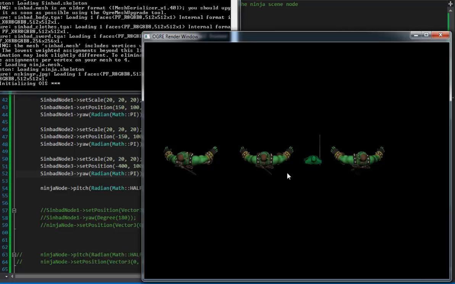So now we are good. We have the Ninja node as the parent node in the middle, and then we have the three Sinbads, Sinbad node 1 to the right, and then Sinbad node 2 and 3 to the left of the Ninja. And these are all parented to the Ninja node. So if I want to move everybody in the same line over, one way to do that is basically, as we have done so far, to move the Ninja. So we would set position of the Ninja and we move its y-axis to go up, and it would move everybody upwards. So let's do that.